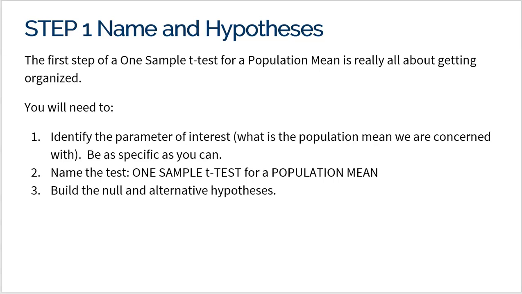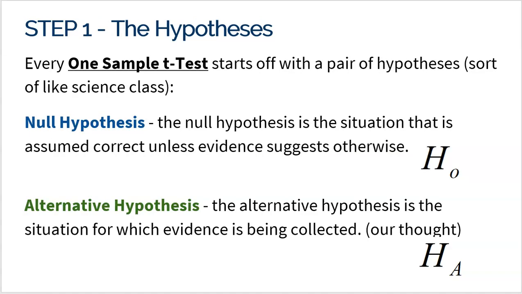alternative hypotheses. Now, I'll be honest, these first two things we could actually do all at once, because we could just say, hey, we're going to conduct a one-sample t-test for the population mean amount of caffeine in all of the caffeine tablets. So we could kind of name the test and give that context of what the question's about all in one sentence. And then we do have to name the null and the alternative hypotheses. Let's review that really quickly.